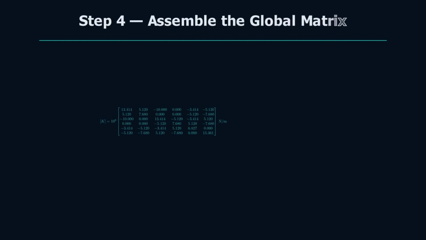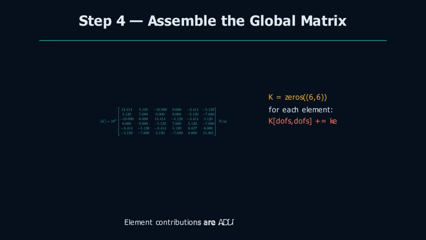The element matrices are then assembled into one global 6x6 stiffness matrix. The important programming operation is addition. When two elements share a global degree of freedom, their stiffness contributions are added.